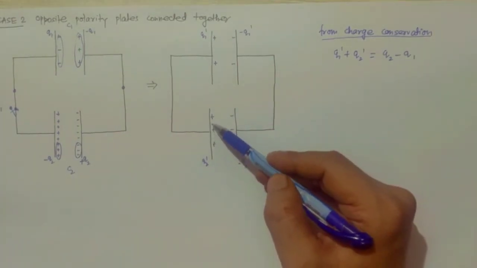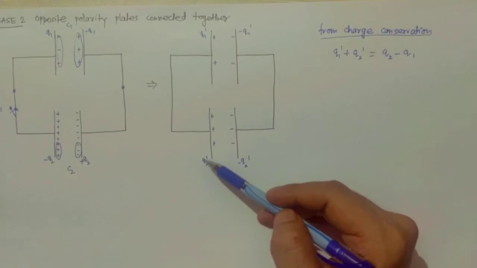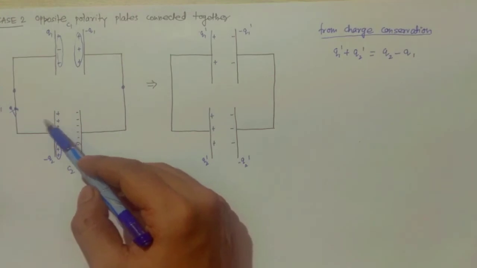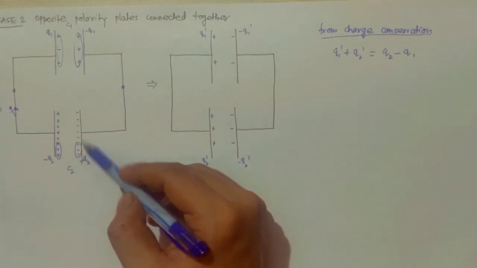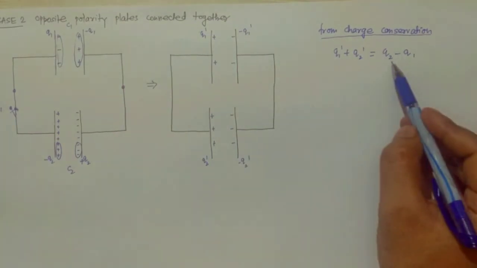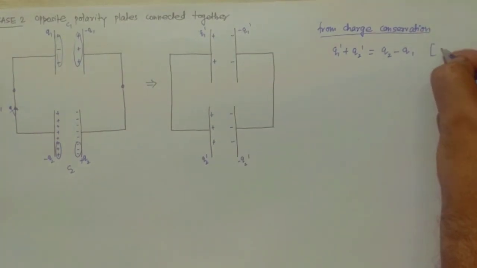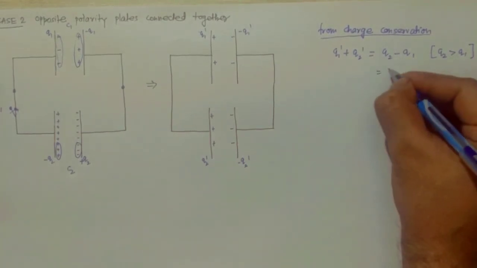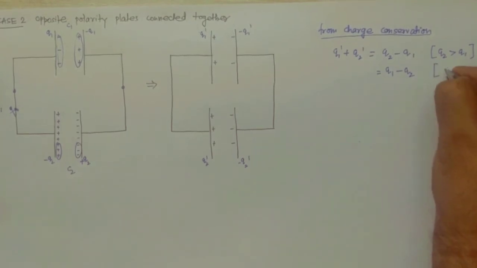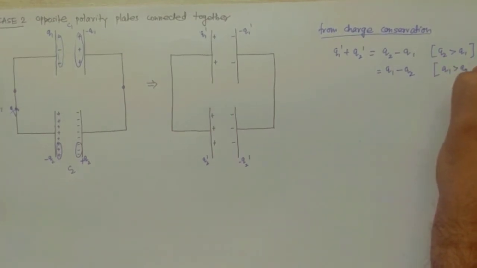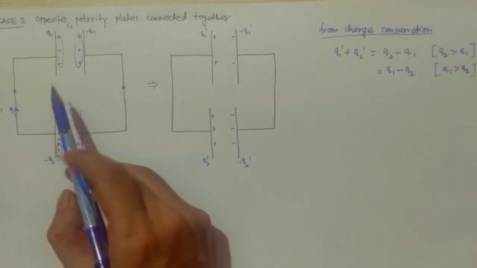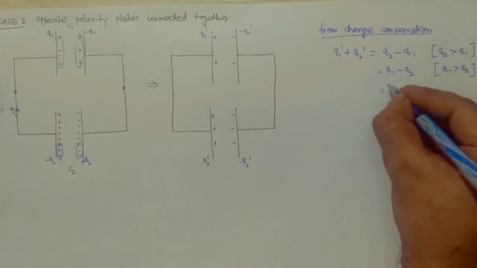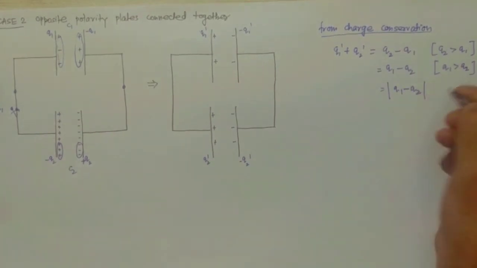See here, 1 2 3 4 5, that is q1 plus q1 dash is equal to 5. And here if you will see, then you will find that this is equal to q2 minus q1. On this plate this is q2 minus q1, because I have assumed here that q2 is greater than q1. If q1 is greater than q2, then we will write q1 minus q2. So generally we will remember that if we connect the negative plate with the positive plate, then there will be subtraction in the final case, or we will write mod of q1 minus q2.